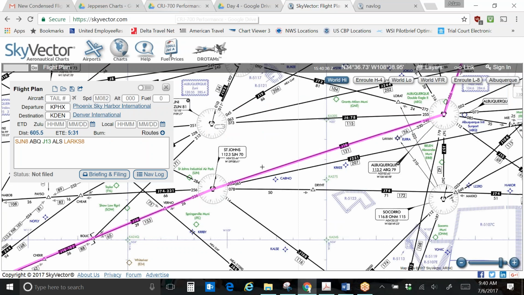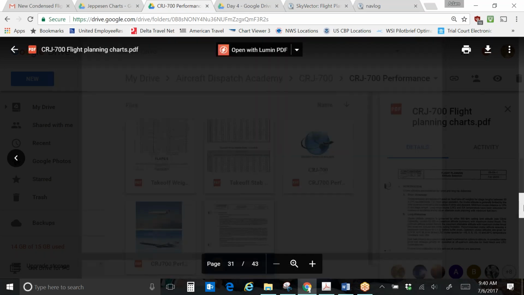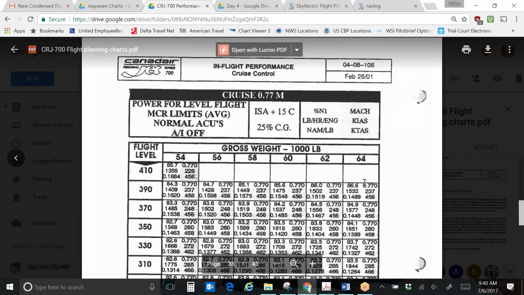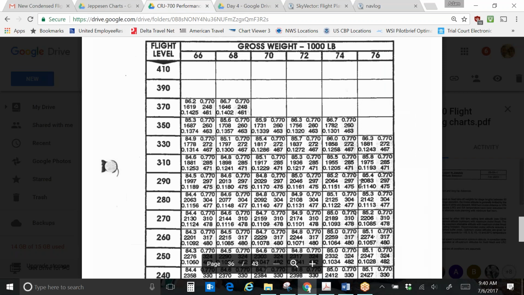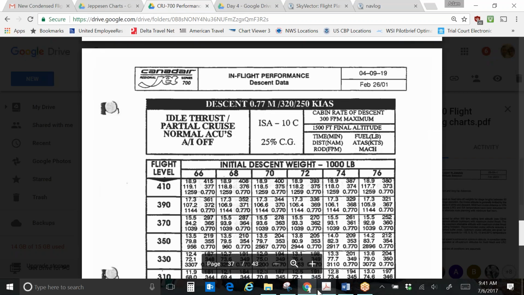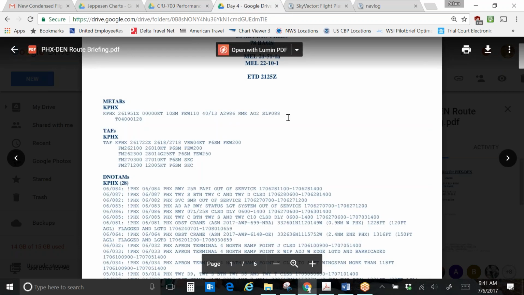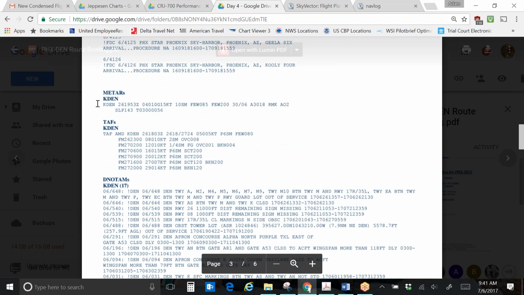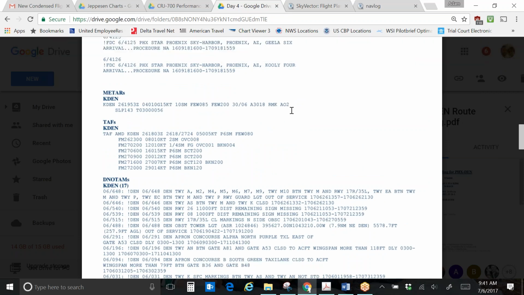Come back into the performance charts here. I'm going to skip down a ways and get down into the descent area. The other thing we need to know for our descent is what isochart we're going to be using, and that is going to come from the Denver current temperature. So I'm going to skip down to the Denver METAR, currently 30 degrees Celsius in Denver.